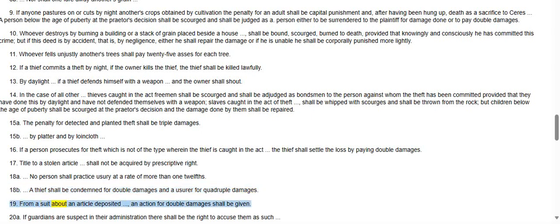19. From a suit about an article deposited, an action for double damages shall be given. 20a. If guardians are suspect in their administration, there shall be the right to accuse them as such.